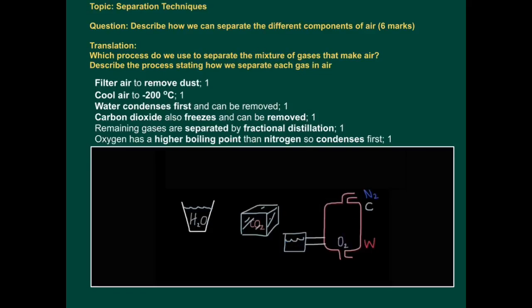and then nitrogen. And that's because oxygen has a higher boiling point, so over here where it's hottest, it will stay as a gas for a bit, but as it gets cooler, it will quickly condense, whereas nitrogen has a lower boiling point, so will remain as a gas longer until it's cool enough to condense.